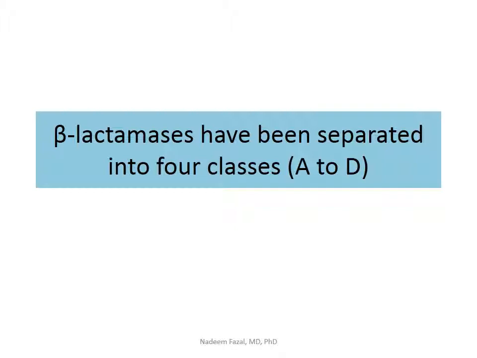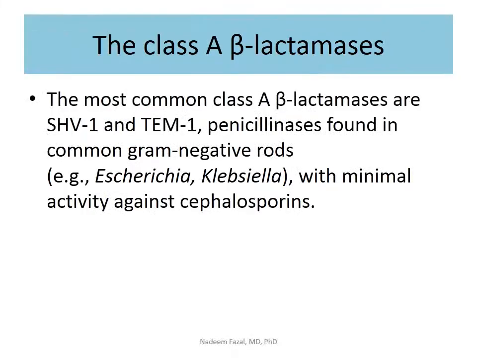Classes of beta-lactamases, something that you need to cram and remember. Class A beta-lactamases are found in these specific gram-negative rods, Escherichia and Klebsiella. So these are the two, especially if you are asked what kind of beta-lactamase is there in these gram-negative rods, they are class A.